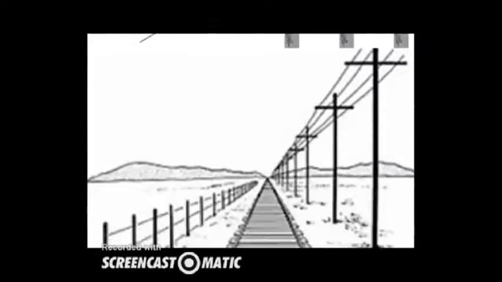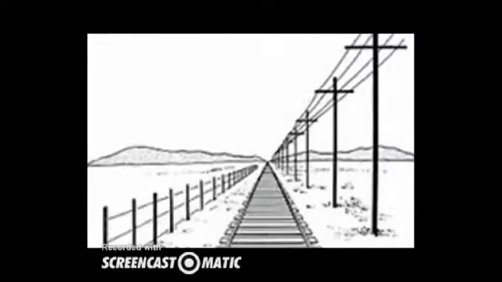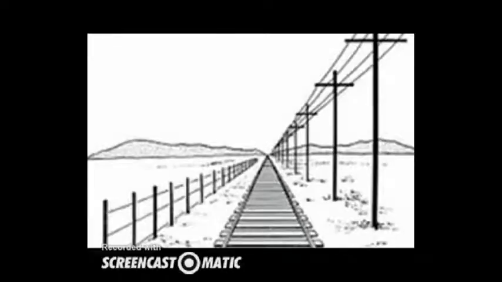Now let's take a look at more images here. The same basic concept with the vanishing point. Now, look at this fence. Look at this railroad track. The further you go, the more narrow it seems, and it disappears. Again, with the telephone poles, same thing.